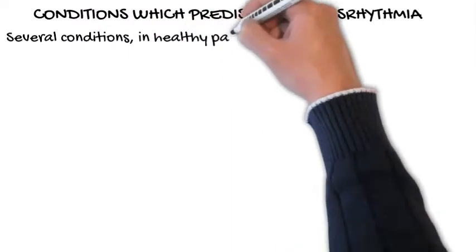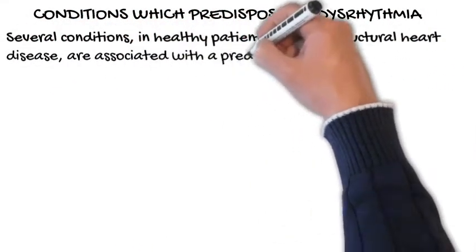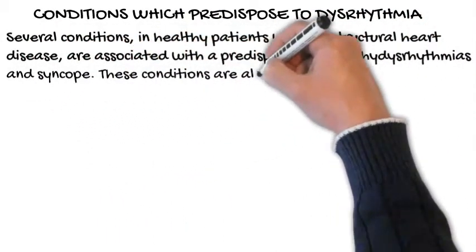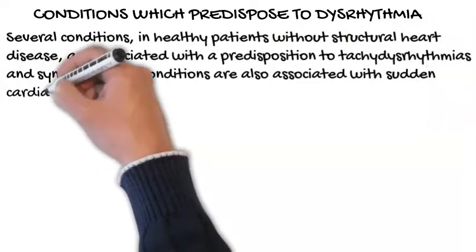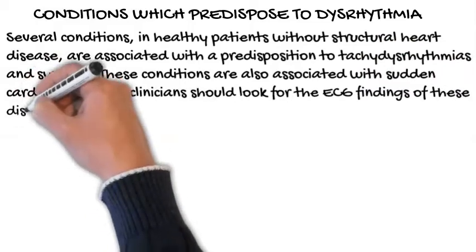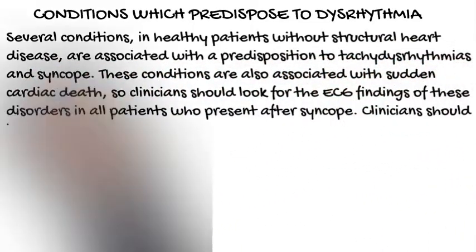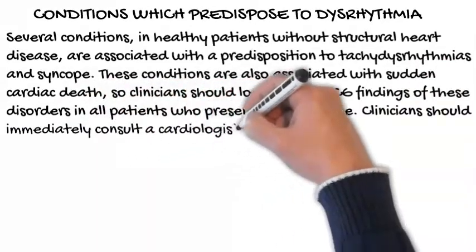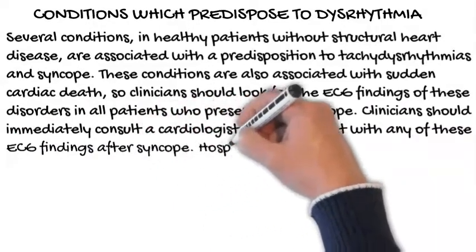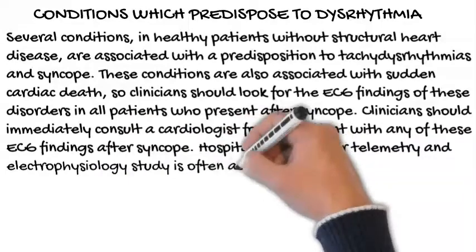Several conditions, in healthy patients without structural heart disease, are associated with a predisposition to tachyarrhythmias and syncope. These conditions are also associated with sudden cardiac death, so clinicians should look for the ECG findings of these disorders in all patients who present after syncope. Clinicians should immediately consult a cardiologist for any patient with any of these ECG findings after syncope. Hospital admission for telemetry and electrophysiology study is often advised.